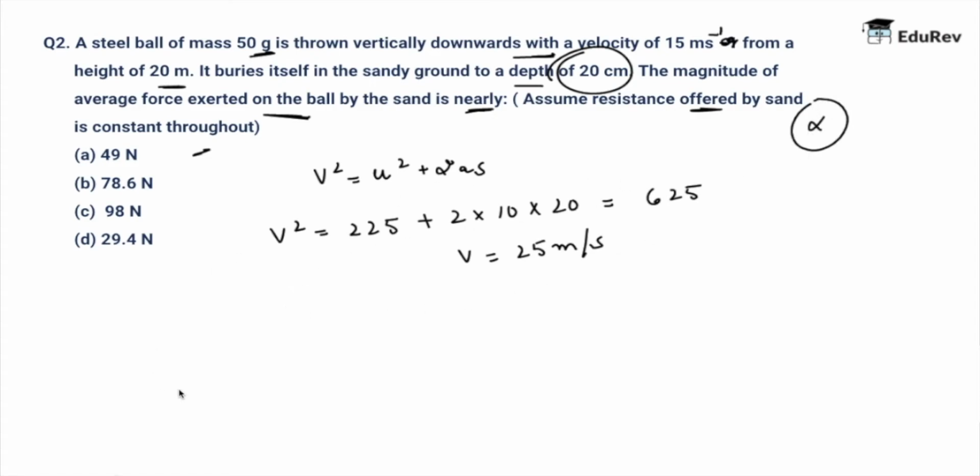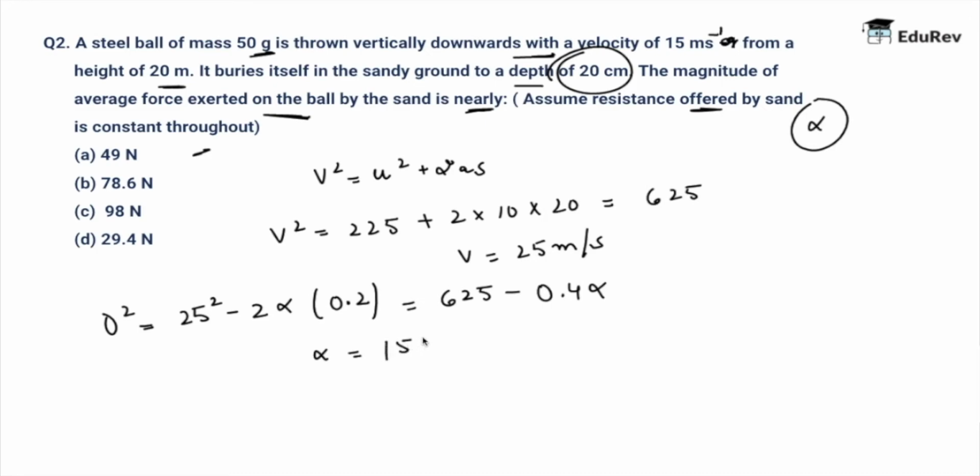So if I'm going to write down the equation for it, it's going to be what? 0 square equals 25 square minus 2 times alpha into 0.2, and this is going to be equal to what? 625 minus 0.4 times alpha, and alpha will be what? Alpha will be 1562.5 meter per second square.